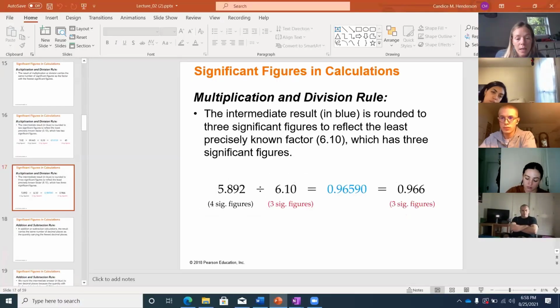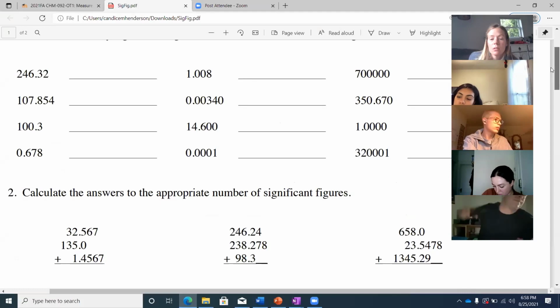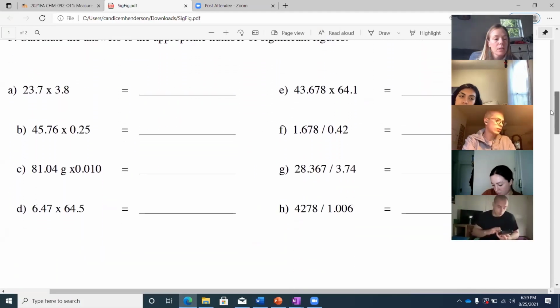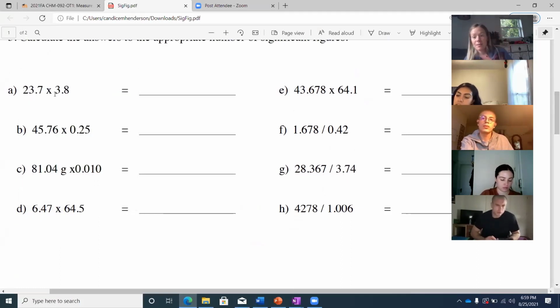Let's find that worksheet again, and I'll have you guys do a couple on your own. We'll skip over addition and subtraction here. All right, do A, B, C, and D. I want you to plug these into your calculator, get an answer, and then round it to the correct number of significant figures. I'll give you 2 minutes. It shouldn't take you more than 30 seconds for each one.